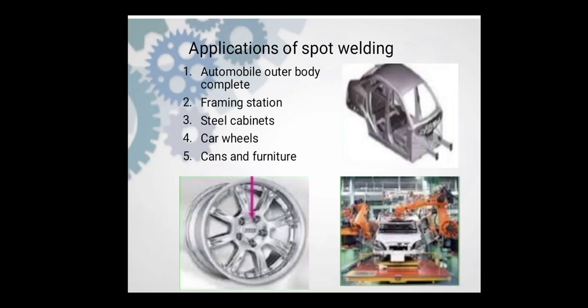Then, applications of spot welding. First, automobile outer body. In the first figure, you can see the automobile outer body framing station, and steel cabinets. Fourth one is car wheels. Fifth one, cans and funnels. In the figure, you can see the framing station and the car wheels.